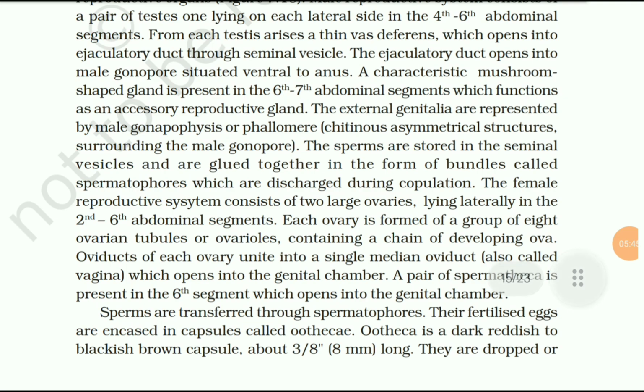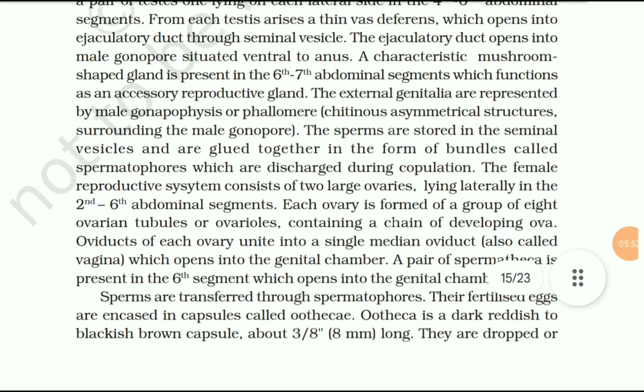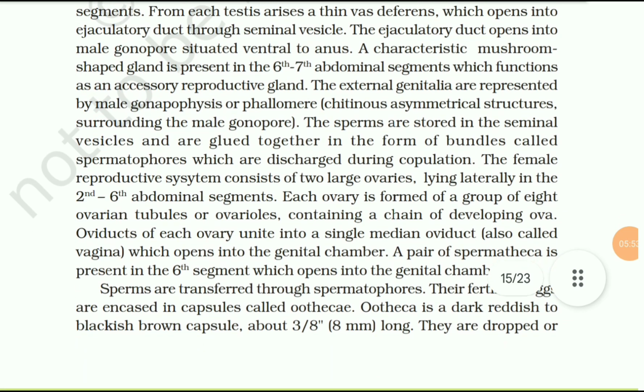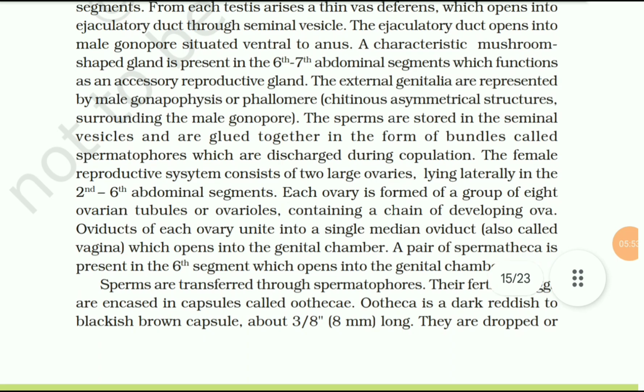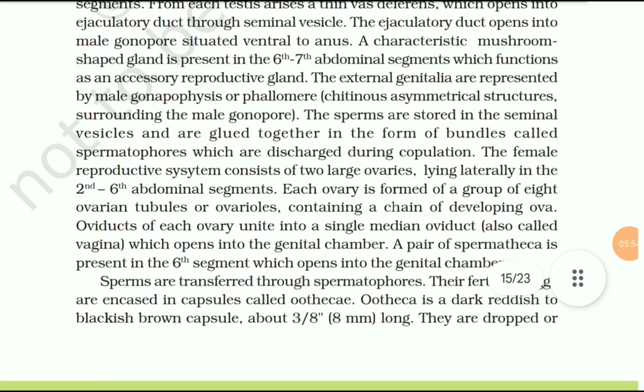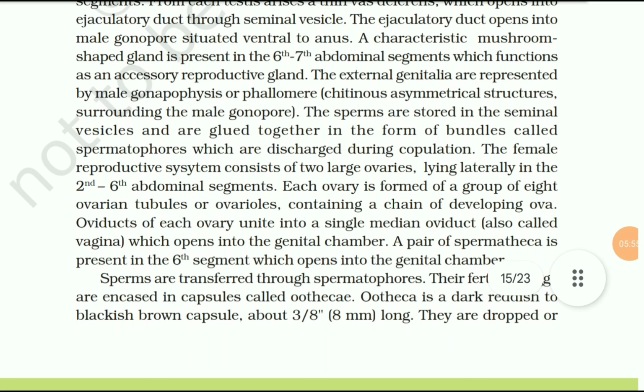Male reproductive system consists of a pair of testes, one lying on each lateral side in the fourth to sixth abdominal segments. From each testis arises a thin vas deferens which opens into an ejaculatory duct through the seminal vesicle.